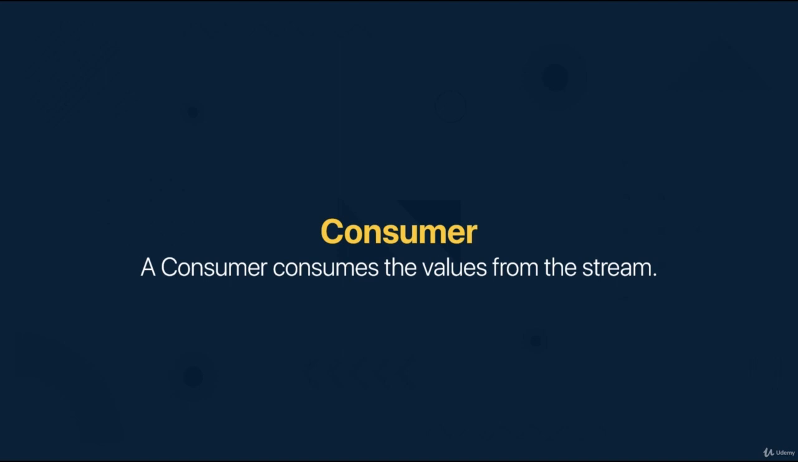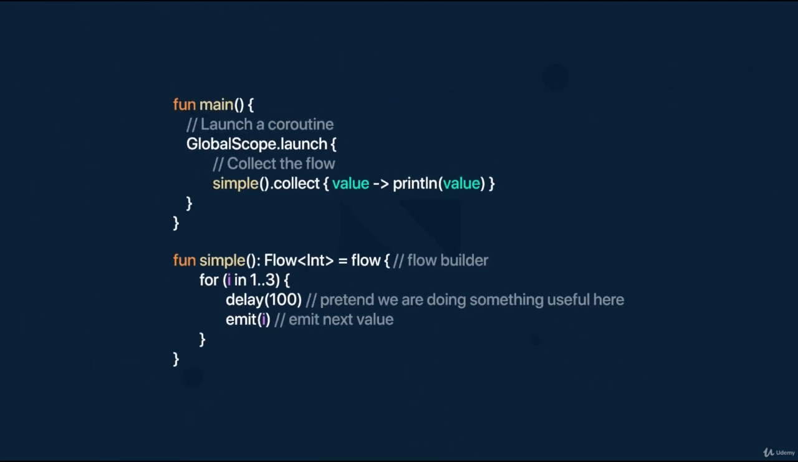So now I'm going to show you one simple example of a function that returns Flow. As you can see here, we have a simple function named simple, which returns a Flow of integers. And here we have this flow builder. Inside this for loop, the code will run 3 times. At first we have this delay function, which basically delays our coroutine. And then the second one is basically emitting the exact value from 1 to 3.